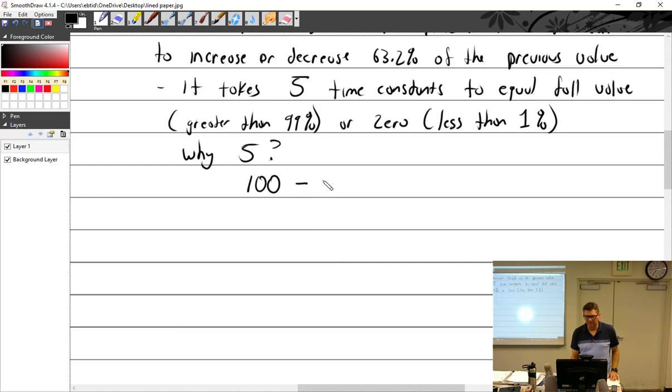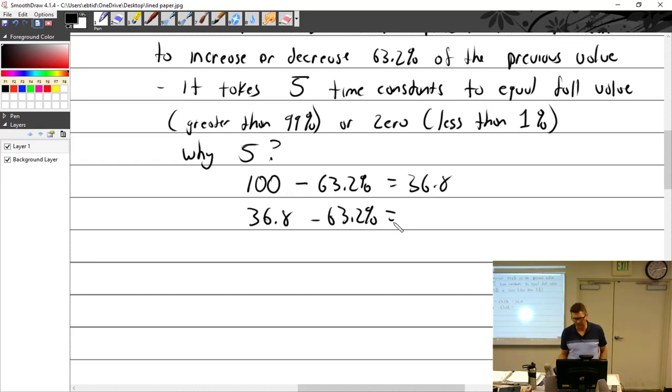And we subtract 63.2%. We get how much? 36.8. Well, if I have 36.8 and I subtract 63.2%, I am left with, do you want me just to tell you? You know how to get that? These calculators are a bit slower. If you have a financial calculator, it's easy. You can actually just put 36.8 minus 2%.